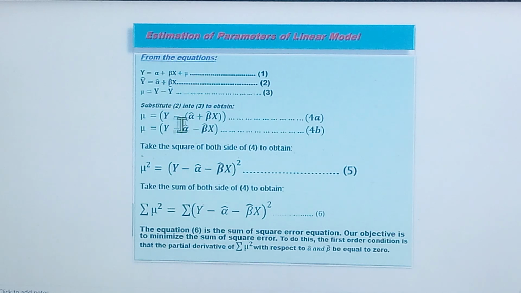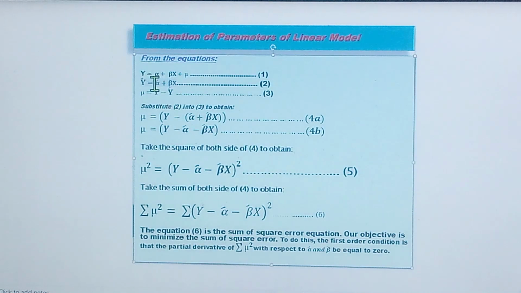Now, we substitute equation 2 into 3 to obtain this equation. You see, we have mu now equals y minus what you have here in this bracket, alpha cap plus beta cap x, which is simply equation 2. It's a very simple logic. That is, y cap has been substituted with alpha cap plus beta cap x, since that is the value of y cap. So that is what we have done here.